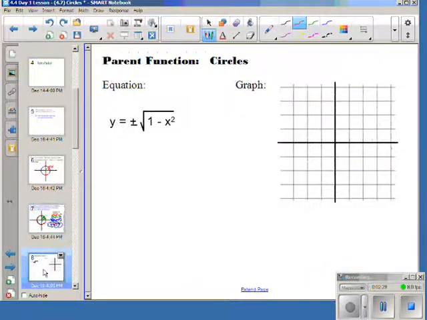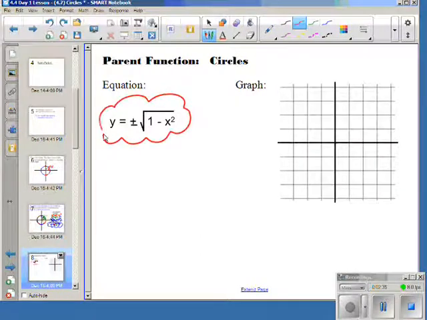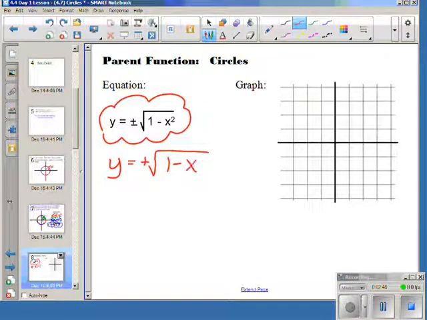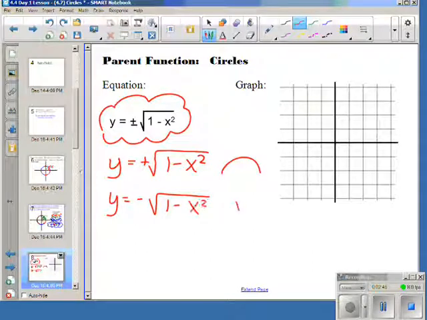All right, so go to your notes packet and find where you have the parent function of circles and write down this equation. Or you could write it like this: y equals positive square root of 1 minus x squared. That's the top half. And y equals negative square root of 1 minus x squared. That's the bottom half.